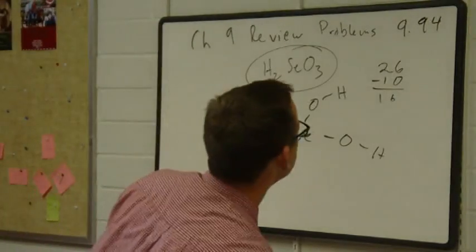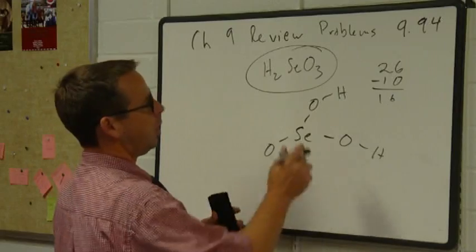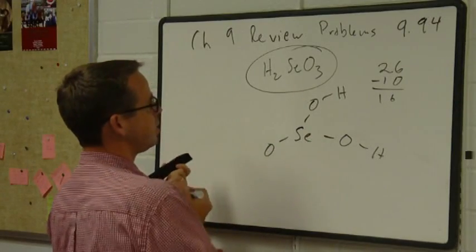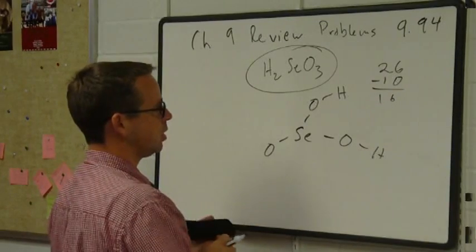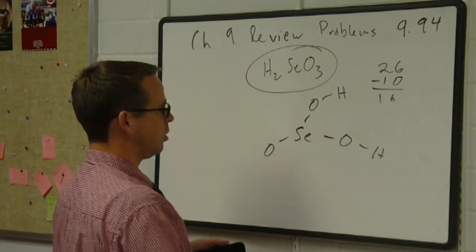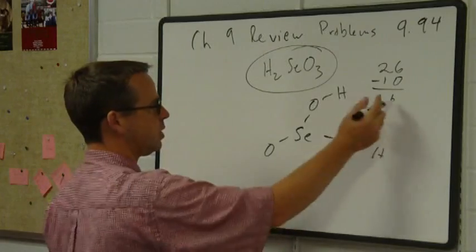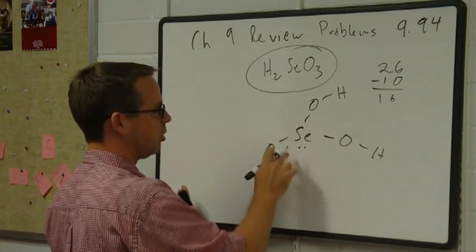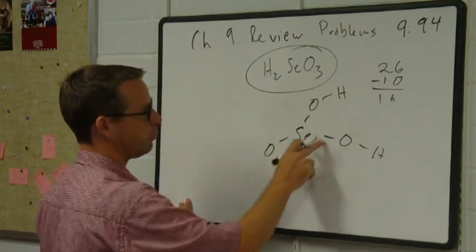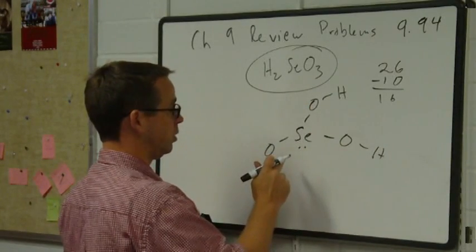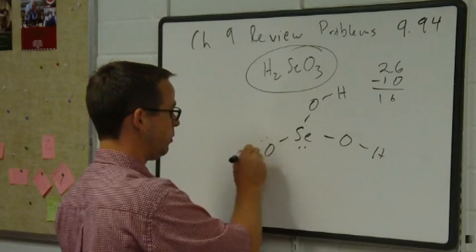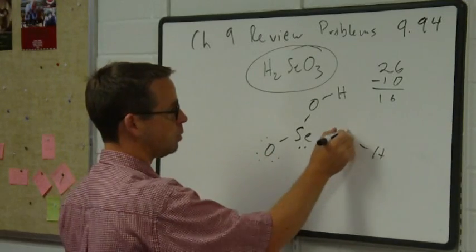Alright, so we're in the middle of doing this problem here. 26 total electrons, right? 6 times 4 is 24 plus 2 from hydrogen, so that's 26. And now we have 10 gone, so we have 16 left. Well, selenium needs 2 more right there to fill in octets.